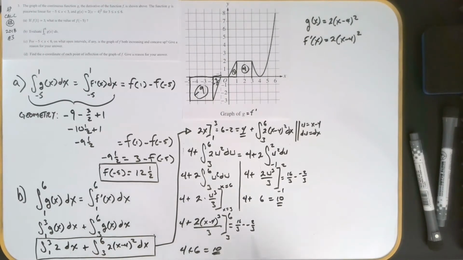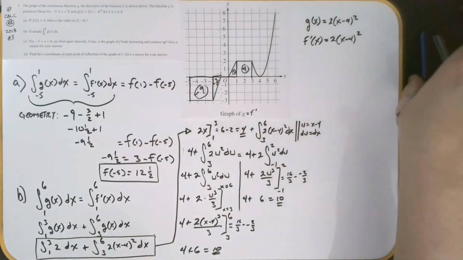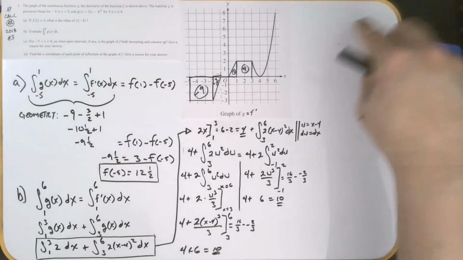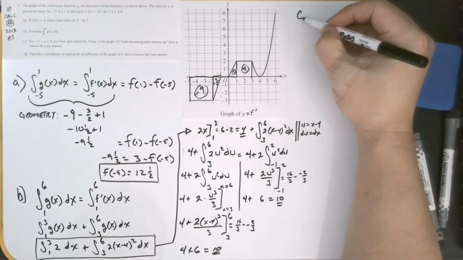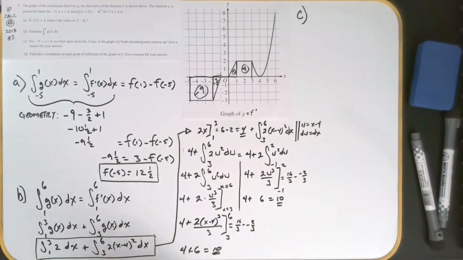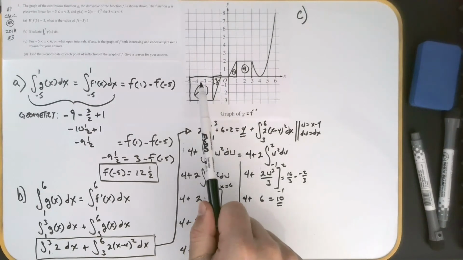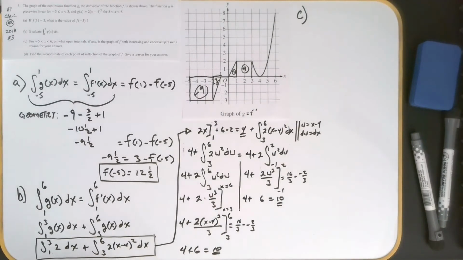All right, let's see if we can fit C on here. I think I'm going to come back up here and see if we can have enough room vertically to put that in. So here we go for part C. Part C says in the question, for -5 < x < 6, so for the entire distance here, on what open intervals, if any, is the graph of the function both increasing and concave up?